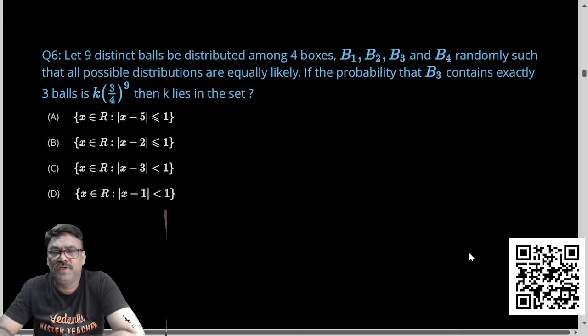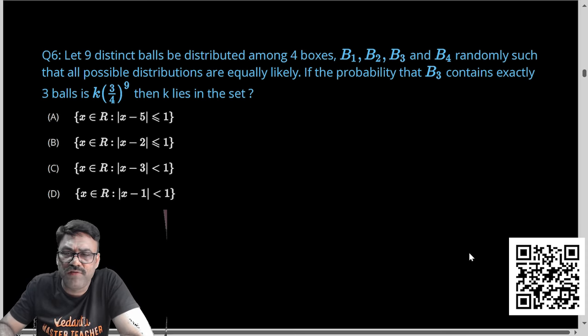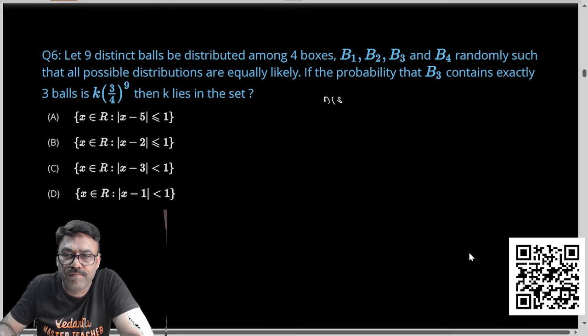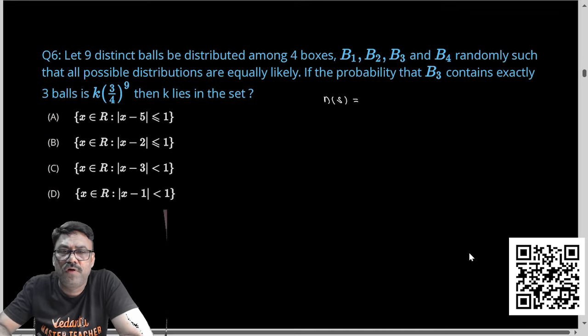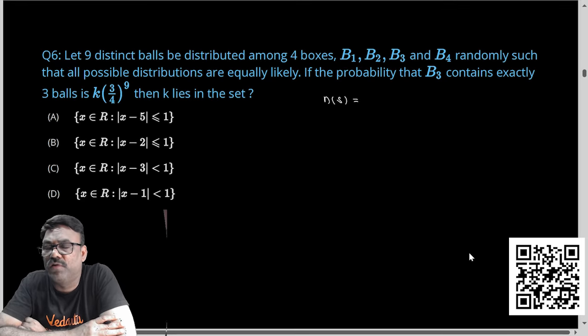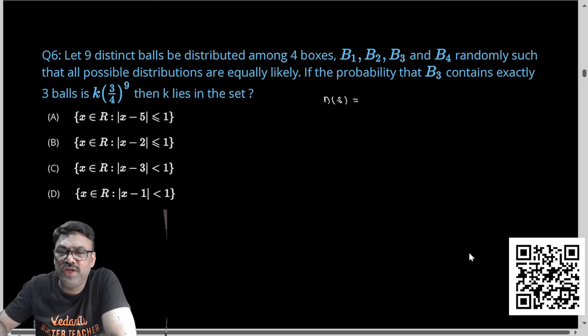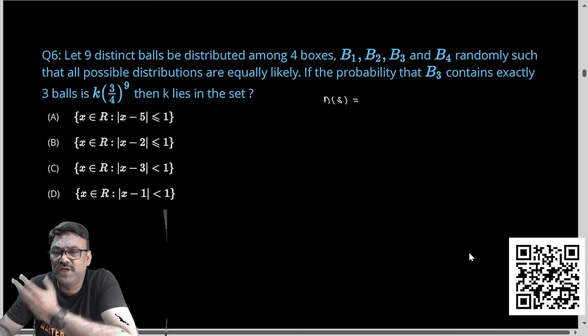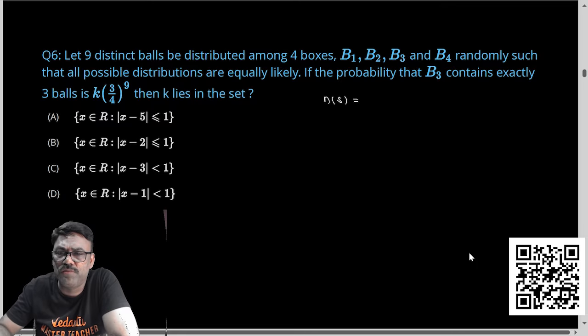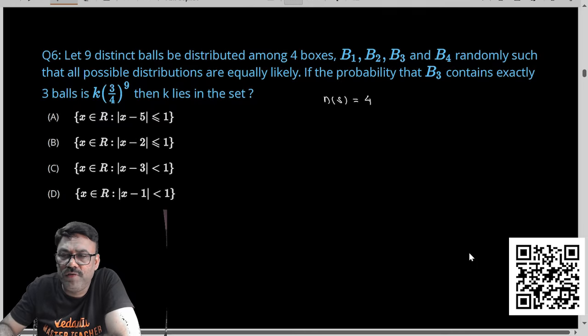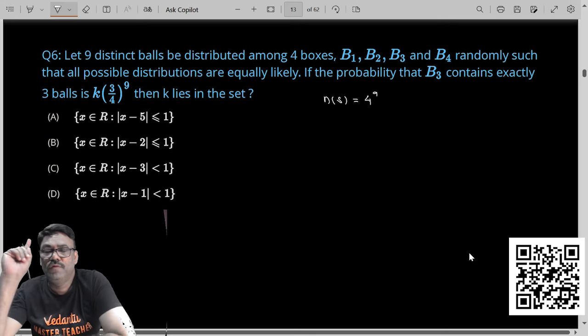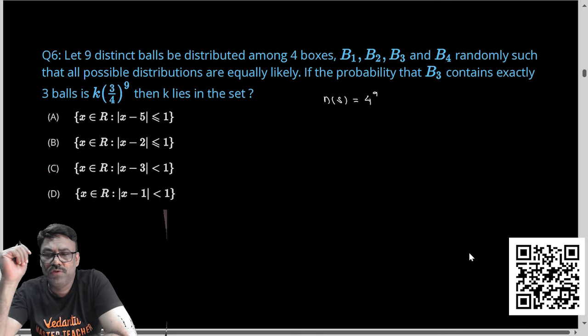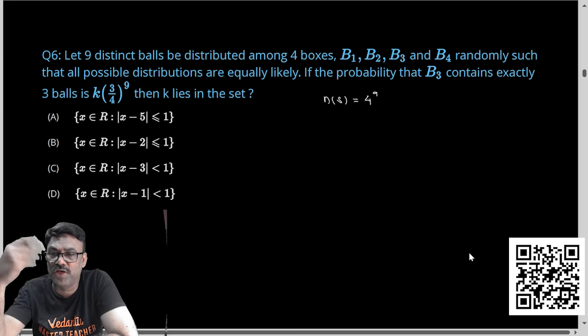So let's find the probability that B3 contains exactly 3 balls. What is the total number of ways here, n(S)? Total number of ways of distributing 9 distinct balls in 4 boxes. For each ball, you have 4 options: ball 1 can go to B1, B2, B3 or B4. You have 9 balls, so 4 into 4 into 4, 9 times. So n(S) will be 4 raised to 9. This is the total number of cases without any restriction.